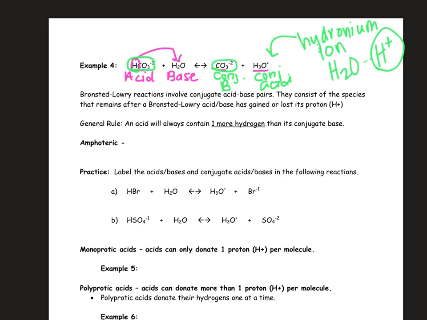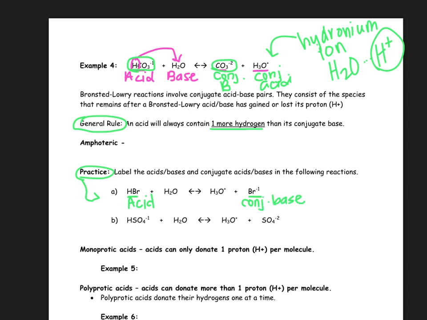So they consist of species that remain after the Bronsted-Lowry acid or base has gained or lost its proton or hydrogen ion. The general rule that we would use to identify is your acid's always going to have one more hydrogen than the conjugate base. So for example, in this practice down here, if I'm comparing HBr to its conjugate Br minus, the HBr has to be the acid because it has more hydrogens, and the Br minus can accept hydrogens, so it's going to be the conjugate base.